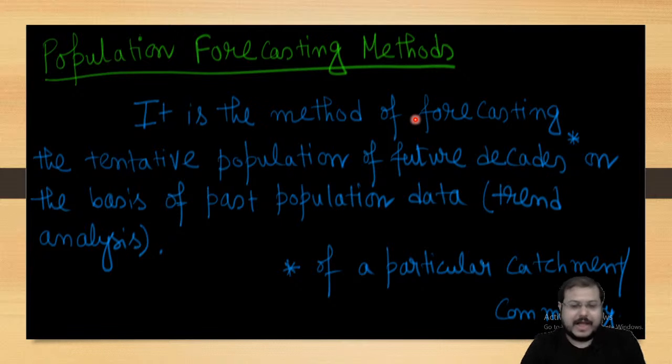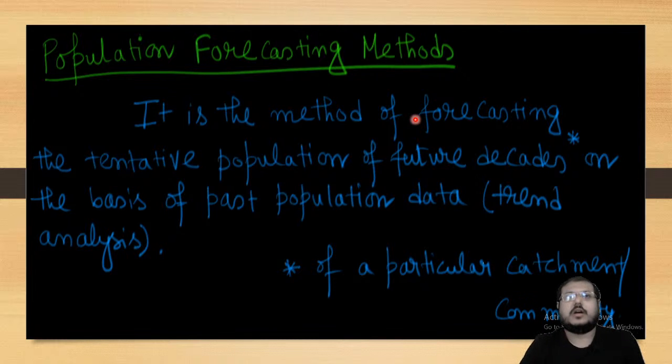आज के डेट में आज का जो पॉपुलेशन है, वो पॉपुलेशन आपके पास कोई भी एक सेंसस होगा, आपको मिल जाएगा. लेकिन व्हाट विल बी द पॉपुलेशन आफ्टर 70 years, 60 years, 50 years, 30 years? That is the process. So finding out the population of a particular catchment or a community is called as this population forecasting methods.